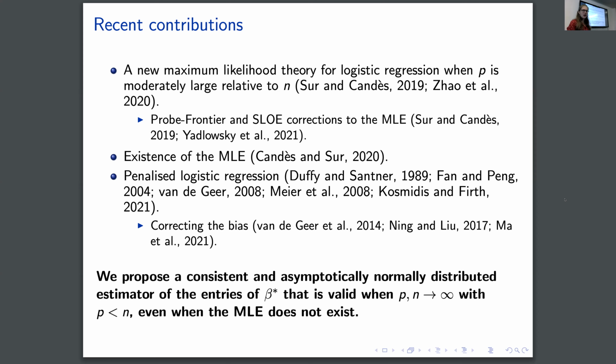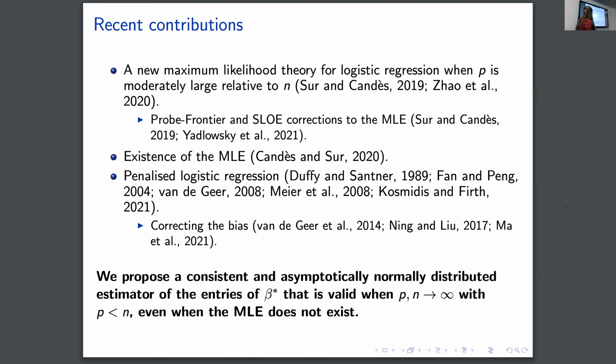And based on this, Sur and Candès proposed this probe frontier method as a way to correct the MLE, so to remove its bias in high dimensional settings, so that you could obtain a consistent estimator of beta star. So that was our logistic regression parameter. Unfortunately, probe frontier is quite slow. So Logistic et al. developed this alternative, SLE, that could be used instead, which is a little bit less computationally intensive. The problem with both of these methods is they still require the MLE to exist. So they don't work when the MLE doesn't exist.